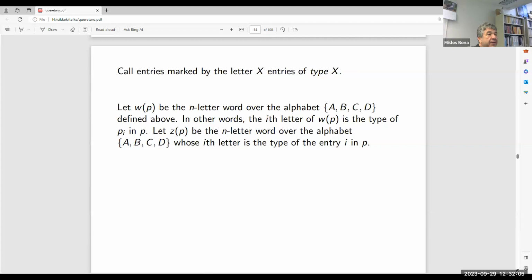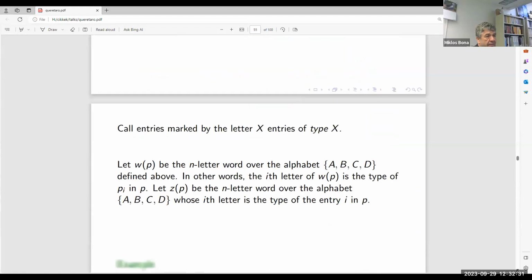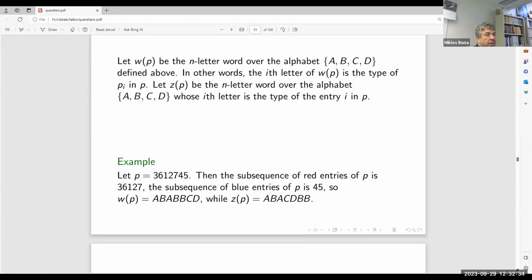And again, I will define 2 words, just as before, but it's more refined. The first word will write down the type of each entry, so A, B, C, or D. Whereas the second word will write down what is the type of the entry 1, wherever it is. What is the type of the entry 2, wherever it is, and so on. So here is an example.